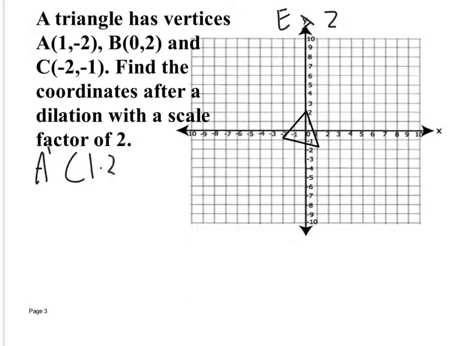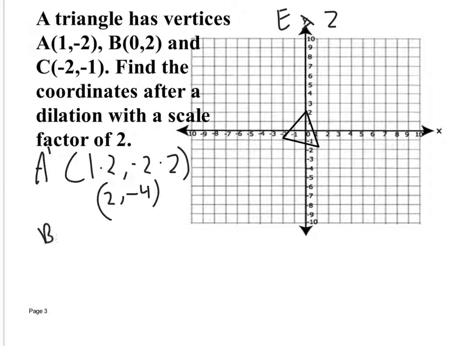And I take the original y coordinate, which is -2, and I times it by the dilation, which is 2. So A prime is what? What would be the coordinate? 2, -4. Okay? Make sure you pay attention. If you're times them by negative, it's going to be negative. As long as it's opposite signs, it's always negative.